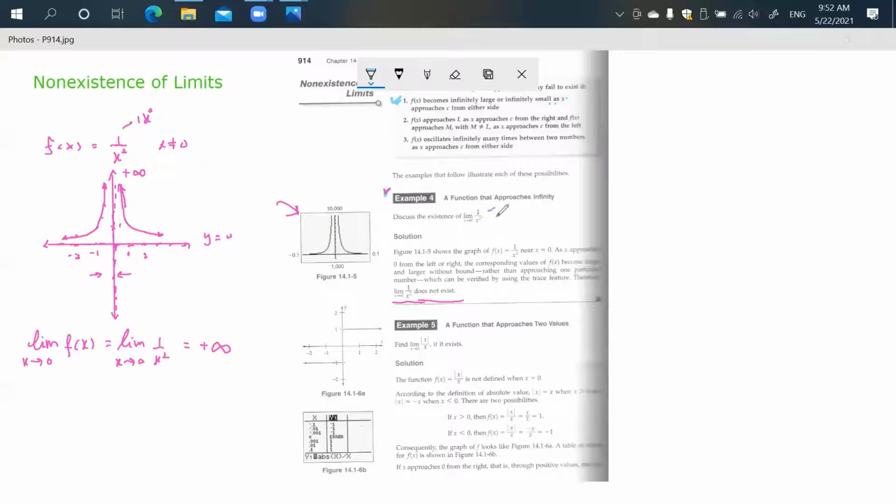Example 4 here, okay? This is a non-existent limit, so you can say it doesn't exist. Now we go to the next example, example 5. Find the limit of the function absolute x over x when x approaches 0, if it exists, whether or not. Correct? Now I write down here, f of x.